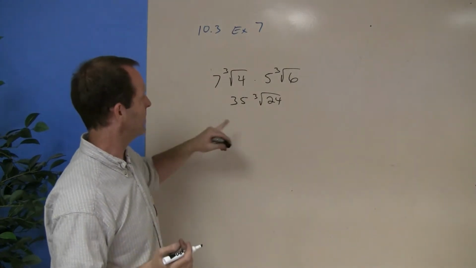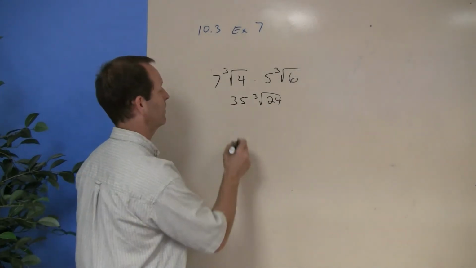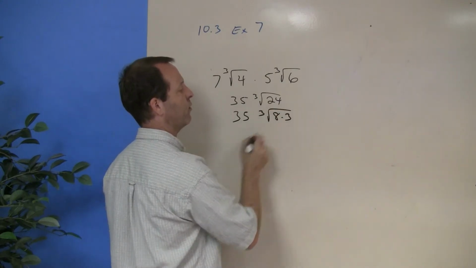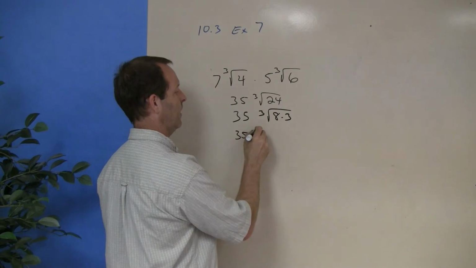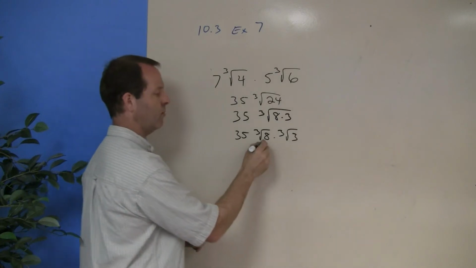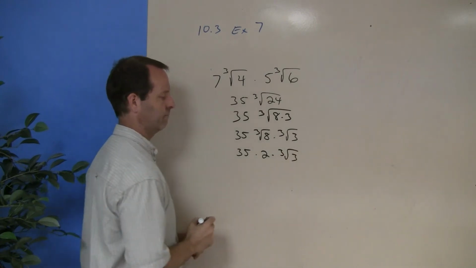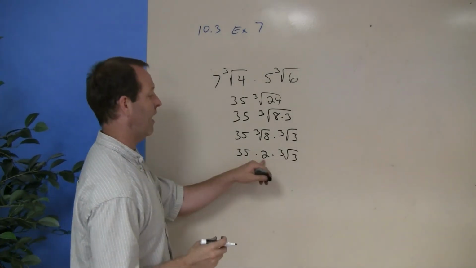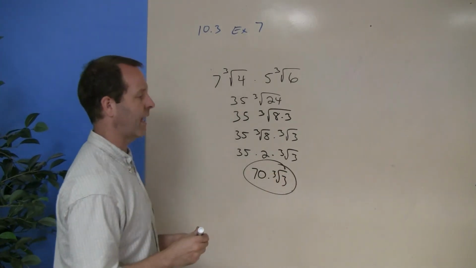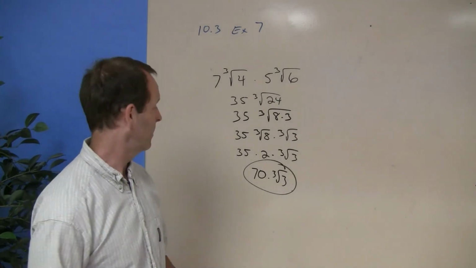So 35, that's done. Cube root of 24, I don't know what the cube root of 24 is, but I do know that the cube root of 24 can be the cube root of 8 times a 3, and the cube root of 8 times the cube root of 3. The cube root of 8 is a 2, and now I'm starting to reduce it down. 35 times a 2, which is a 70, times the cube root of 3, and there's my reduced answer.